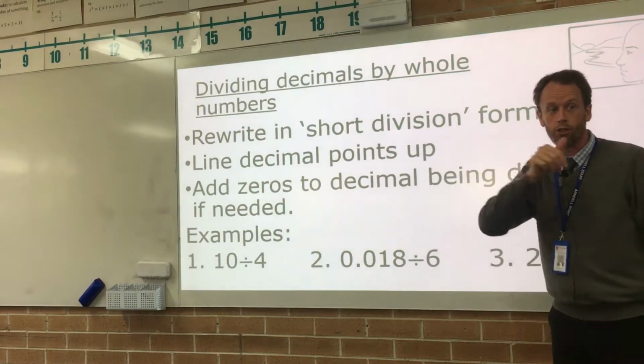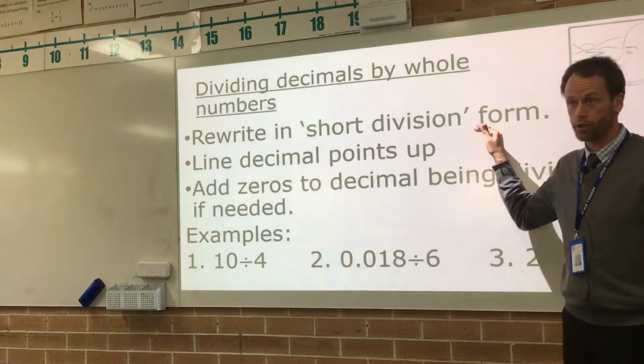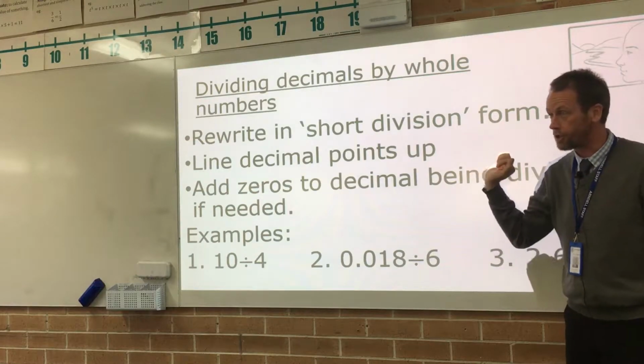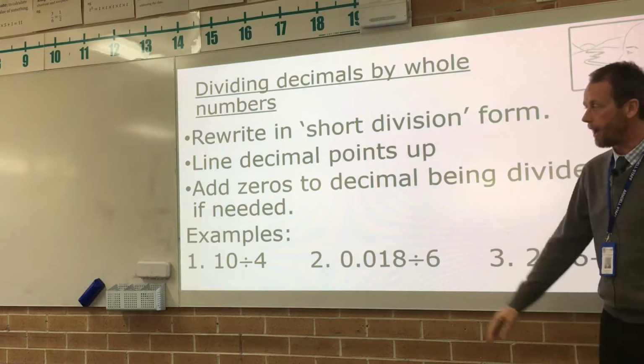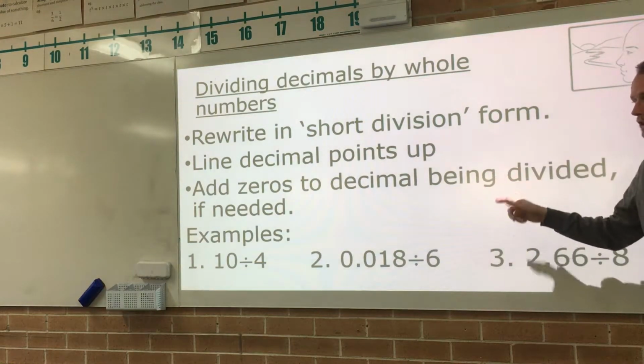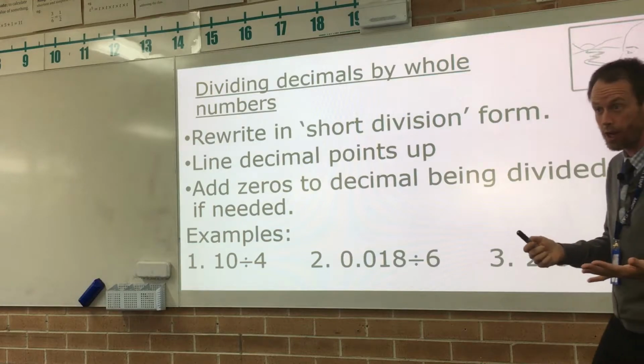There's 3 straightforward rules. First rule is rewrite it as a short division. The second rule is line up the decimal points. And the third rule is add zeros if needed. Those are the rules. I find it much easier if I can actually do an example and see what it means.